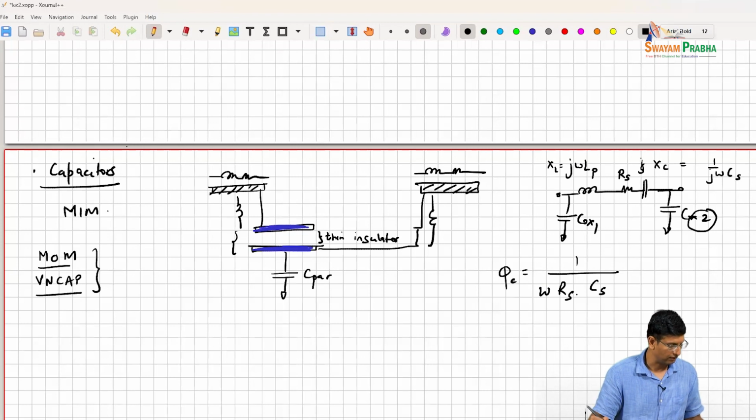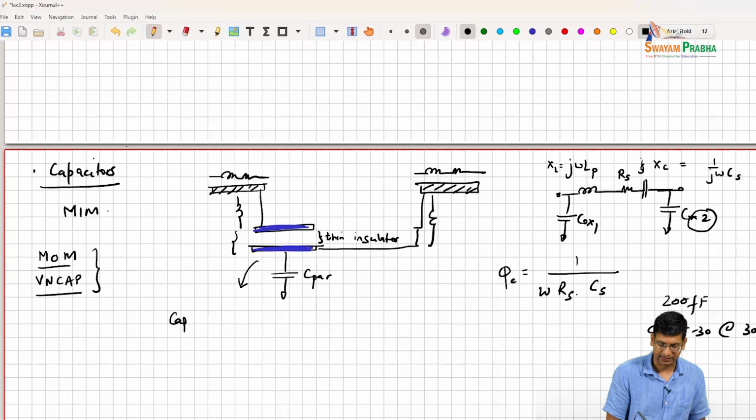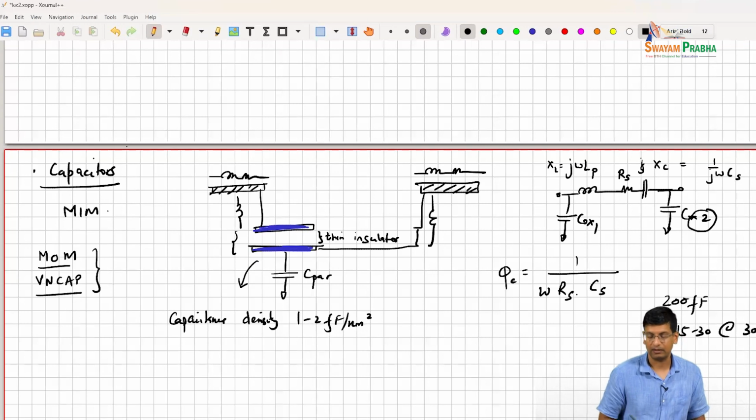Just to give you some order of magnitude numbers here: if you have a 200 femtofarad capacitor, you can get a Q of 15 to 30 at 30 gigahertz in that ballpark. Usually this has a capacitance density that is 1 to 2 femtofarad per micron squared.